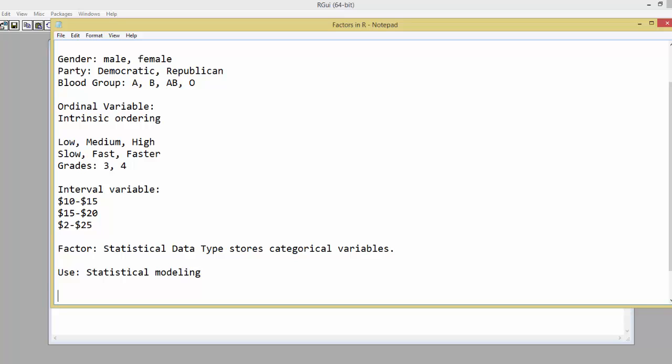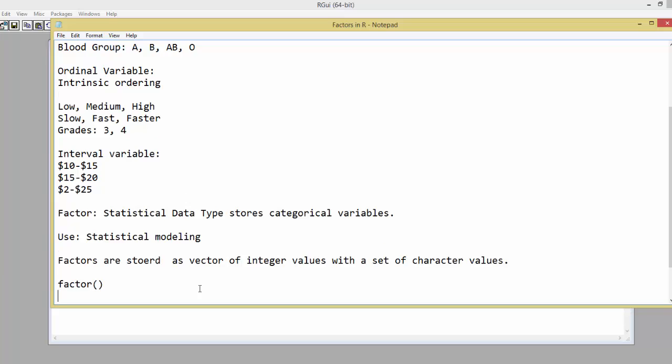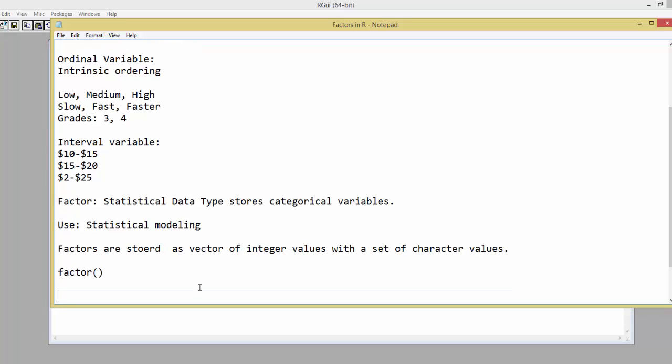The factors in R programming, how are they stored? The factors are stored as a vector of integer values with a set of character values. The factor function is used to create a particular factor. So you make use of the function called factor. The first thing to do is to create a vector that contains all the observations. So let's say you have a vector, and then you create it using a certain number of observations that belong to a certain number of characters.